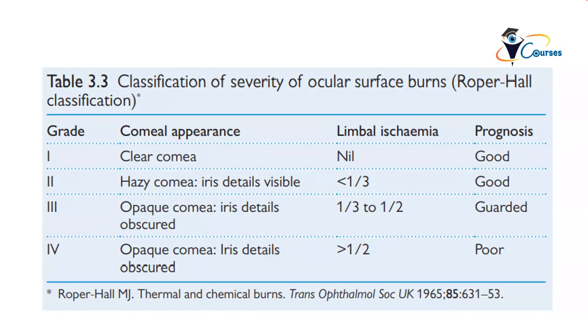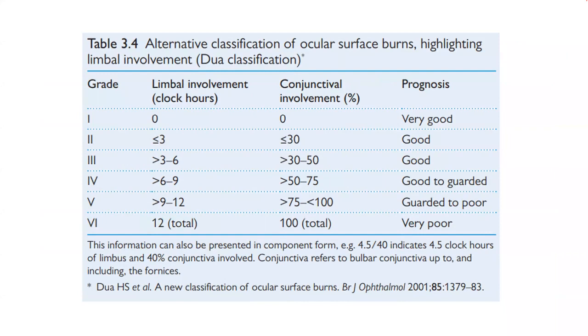Okay, the next classification is by DOA. It is called the DOA classification, which classifies the prognosis according to the limbal clock hour involvement and also the conjunctival involvement. Grade 1: there is no limbal involvement and no conjunctival involvement, so it has a very good prognosis. For grade 2, less than 3 clock hours of limbal involvement with less than 30% conjunctival involvement has a good prognosis.